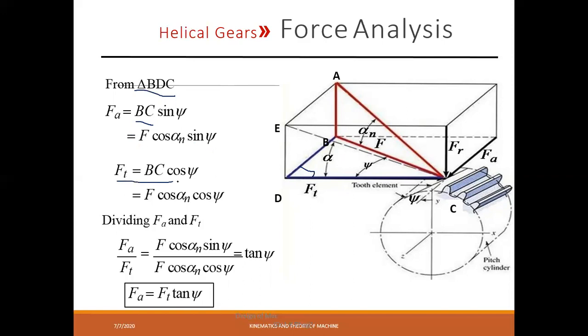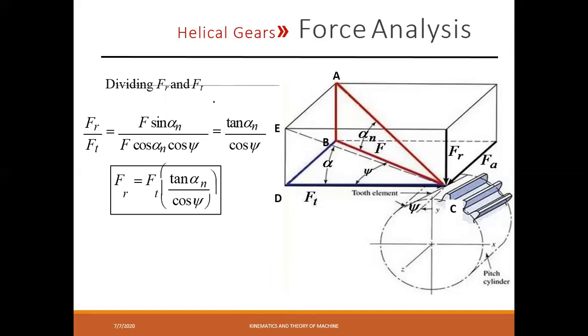FT is equal to BC cos psi, so the value of FT is F cos alpha n into cos psi. Already we discussed that, right? Dividing FA and FT, we get FA divided by FT is equal to F cos alpha n sin psi divided by F cos alpha n into cos psi. So cos alpha n cancels, F also cancels, and the remaining value is tan psi. So FA is equal to FT into tan psi, right?